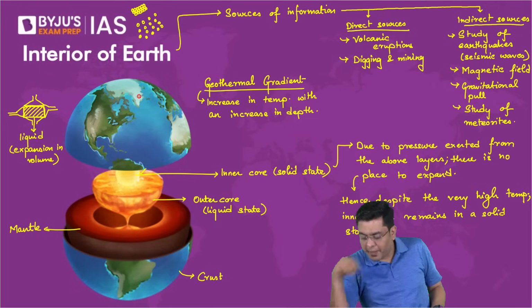Outer core is liquid because of very high temperature. The mantle is a denser form. Solid, yes, it is solid. I have already told why China is digging a very deep hole. That is in order to explore and understand the interior of the planet in greater detail.